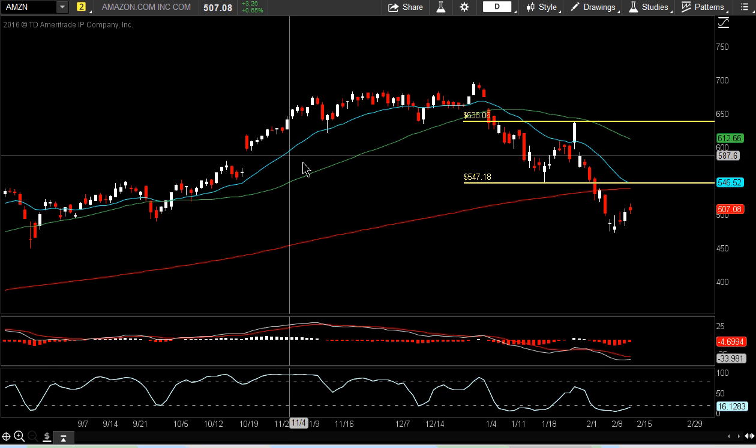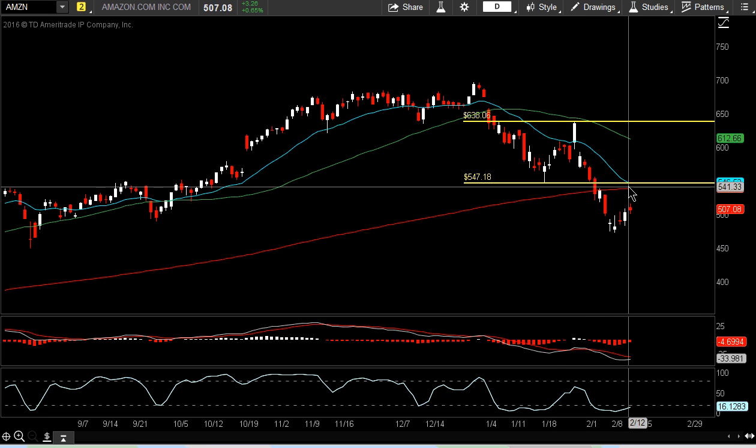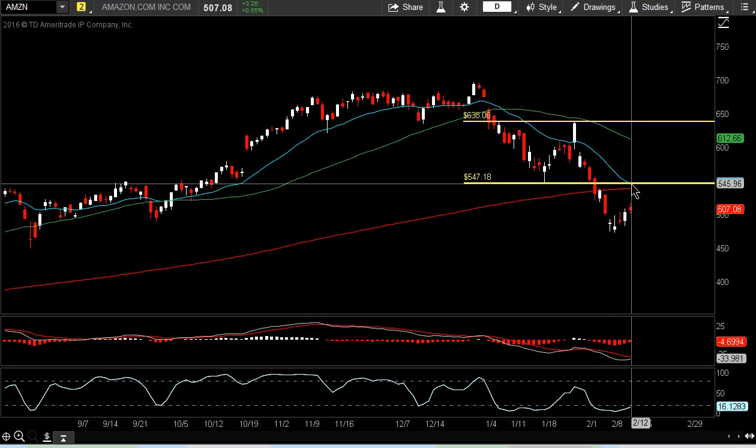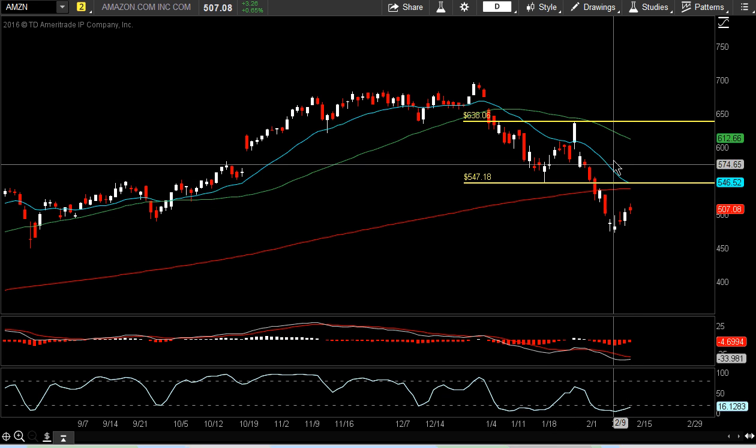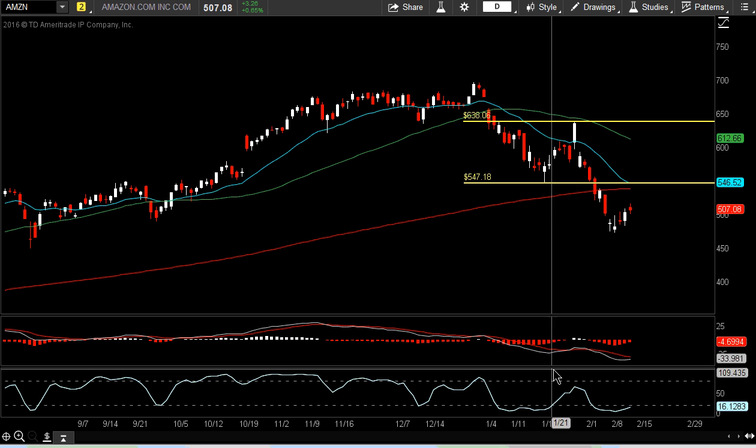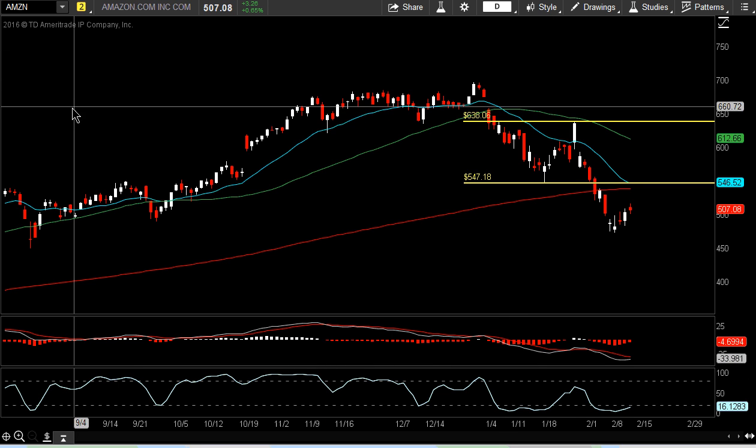And then Amazon, we got Amazon might be pushing up to this 547.18, this area here, this pivot low. And if we get to there, it might work itself up to this 530, depending on how strong the market is going to be pushing up on this, maybe this recent oversold bounce.